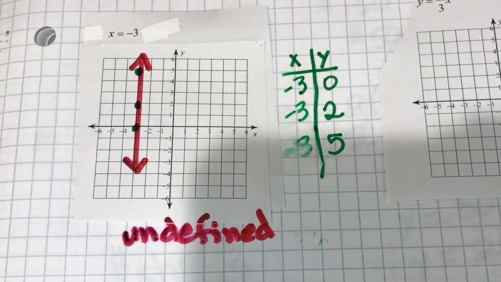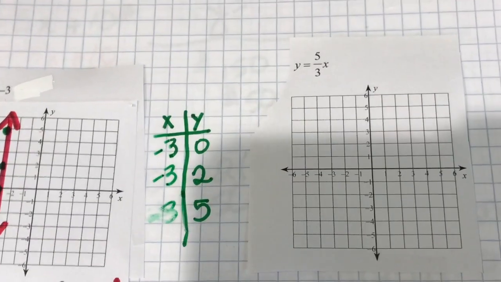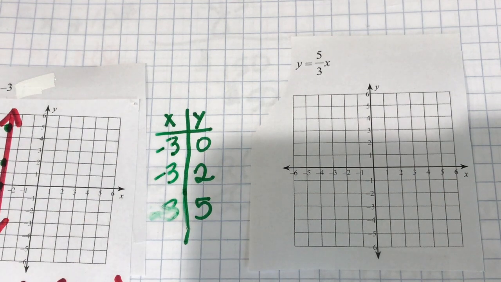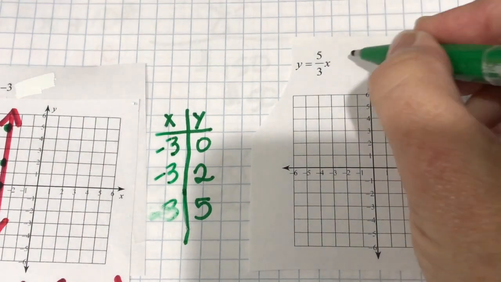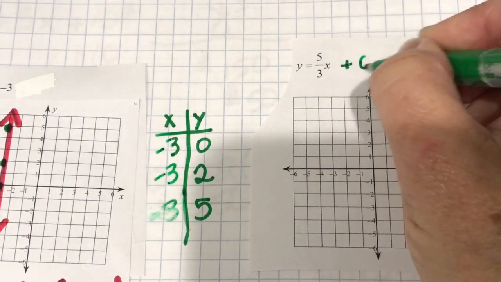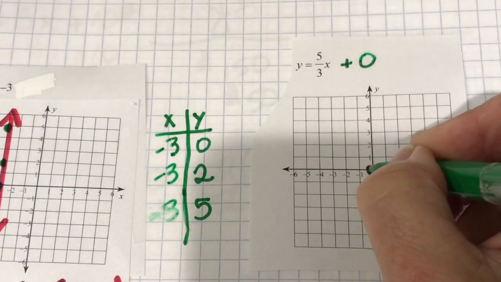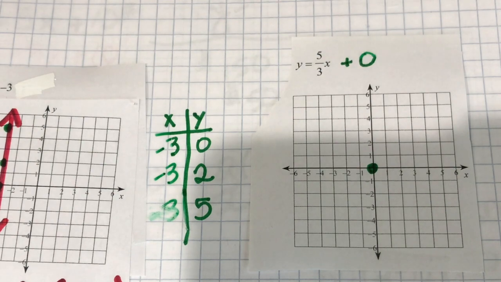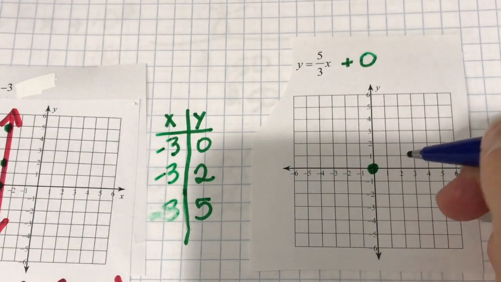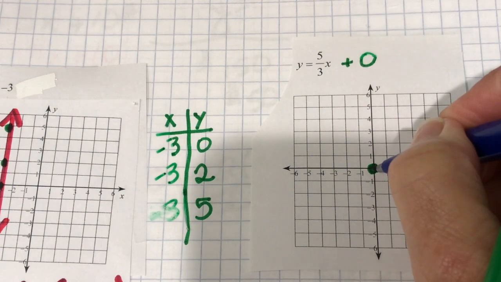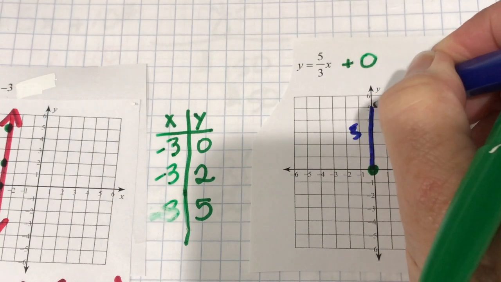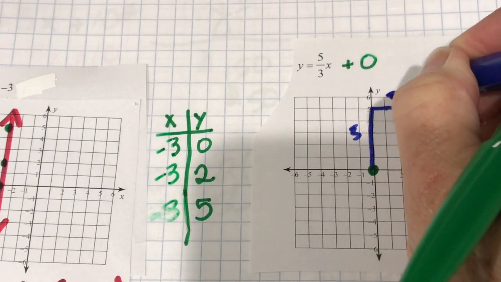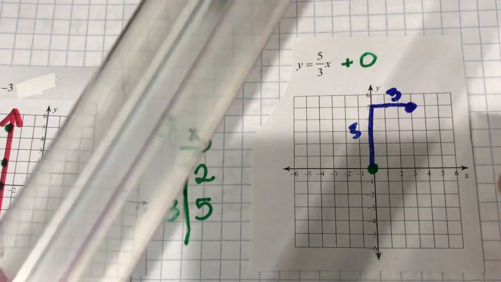Let's look at another example. In this case, we have y equals 5/3x. Let's start by plotting our y-intercept. But it doesn't show anything here, which means the y-intercept is 0. And now, if we plot our points, the slope is 5/3, which means up 5, 1, 2, 3, 4, 5, over 3, 1, 2, 3. We now take our ruler and draw our line.